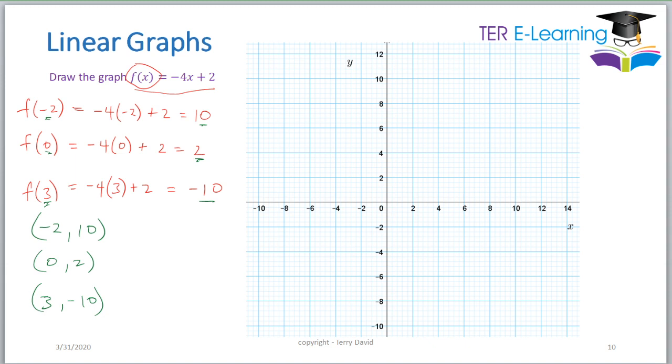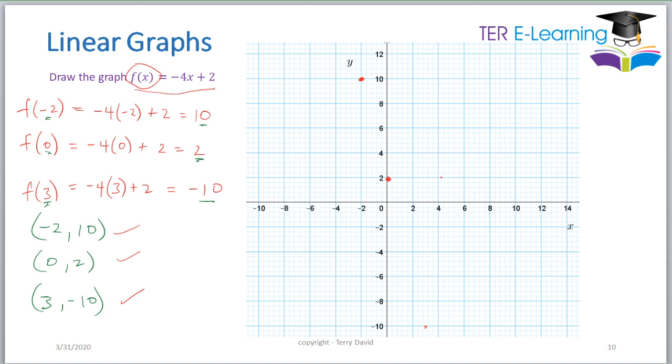Now, let's plot that on the graph. The first coordinate, minus 2, 10, is here. This is minus 2, 10 up here. So that's this point we plotted. The next point is 0, 2. So that's here. 0, 2 is this point here, and my next point is 3, minus 10. So 3, minus 10 is actually somewhere here.